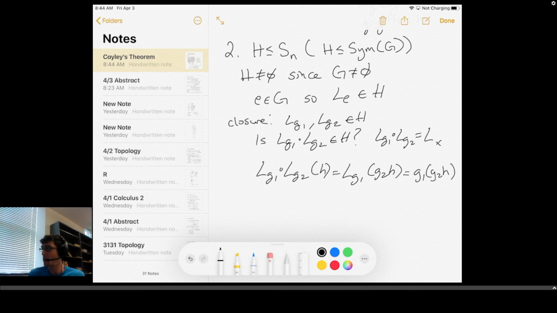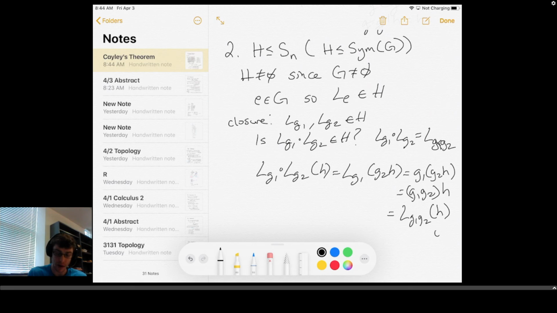But our group's associative, right? And so this is G1, G2 times H. And so really what we've done, if we just left multiplied by G2, then G1, we've just left multiplied by G1 times G2. And so this is L_{G1G2} of H. And so this X up here is G1G2.